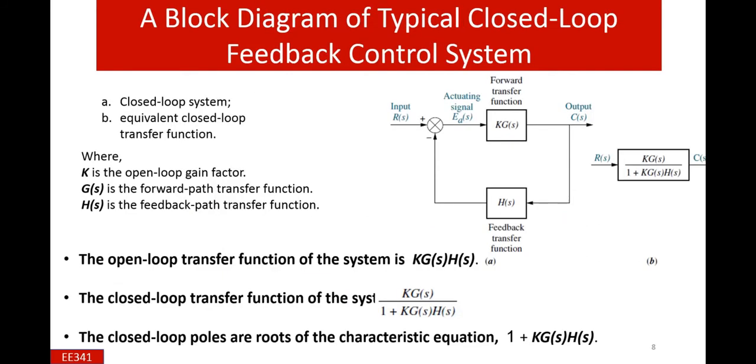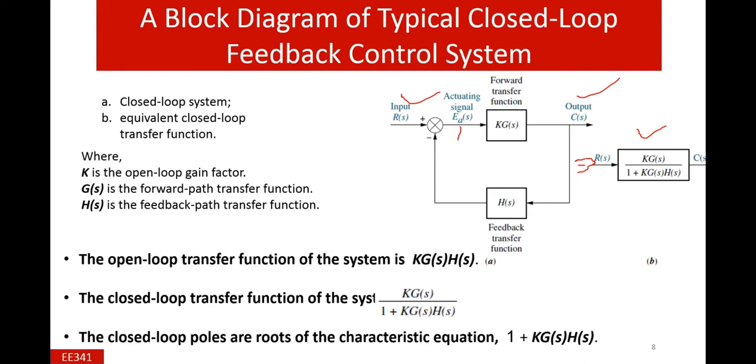So, to complete the picture, let me present the closed loop feedback system. Here we have the forward transfer function KG(s), and there is an actuating signal E sub a here, this is the output, this is the reference or input value, and this is the feedback transfer function. The corresponding closed loop transfer function is equal to this one. K is the open loop gain factor.